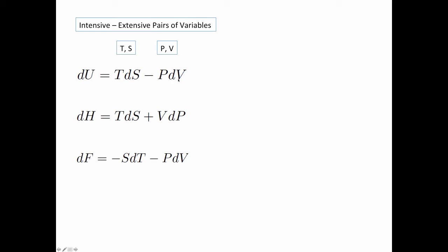Alternatively, we could keep volume as the variable that is changing, and we could swap around the other pair. So we could change TdS to minus SdT. Notice that when you swap a pair of variables around, you add a minus sign in. That gets you the thermodynamic identity for the Helmholtz free energy. And finally, for the Gibbs free energy, we swap both T and S and P and V around in the first relation to get minus SdT plus VdP.